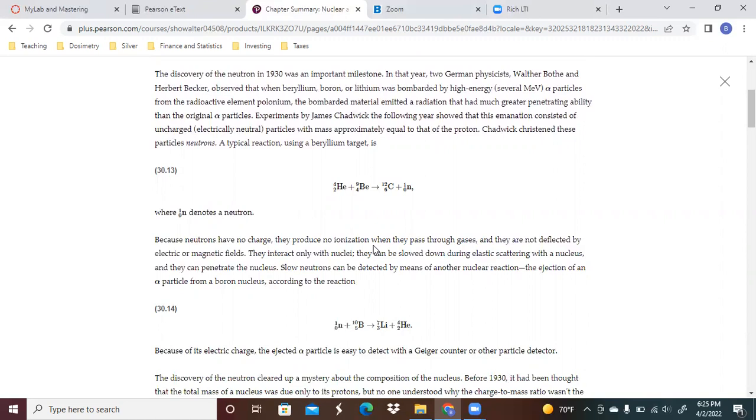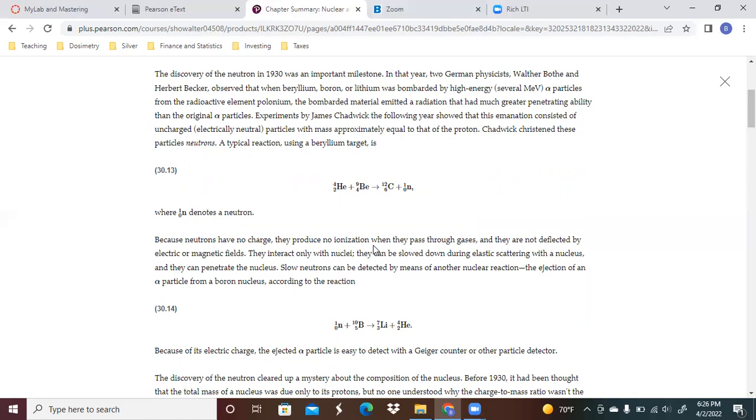And then Walther Bothe and Herbert Becker observed that when beryllium, boron, or lithium were bombarded with high energy alpha particles from the radioactive element polonium, the bombarded material emitted a radiation that had much greater penetrating ability than the original alpha particles. And then experiments by Chadwick the following year showed that this emanation consisted of uncharged, electrically neutral particles with mass approximately equal to that of the proton. Chadwick christened these particles neutrons.